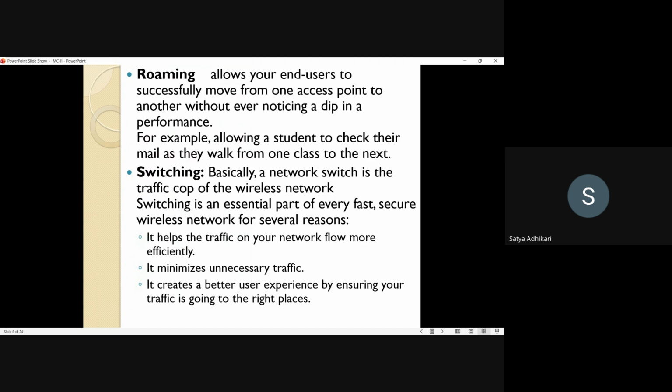Switching. Basically, a network switch is the traffic cop of the wireless network. Switching is an essential part of every fast, secure wireless network for several reasons. It helps the traffic on the network flow more effectively. It minimizes unnecessary traffic. It creates a better user experience by ensuring your traffic is going to the right places. So these are the features of mobile communication.